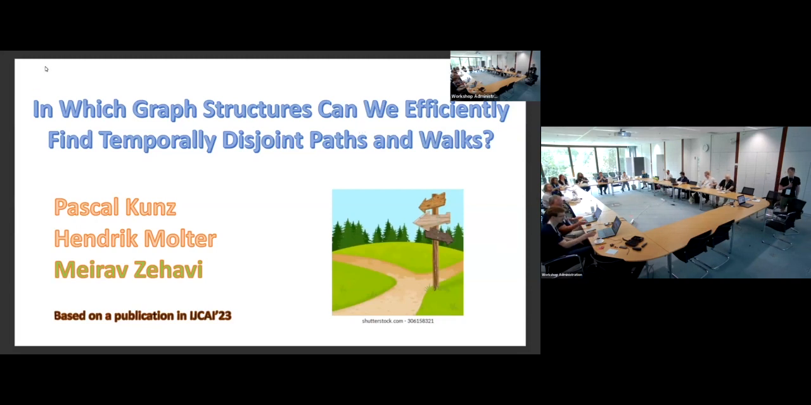So we're going to start off this session with Meirav Zehavi, who will talk to us about some graph structures in which we can find temporal disjoint paths and walks.